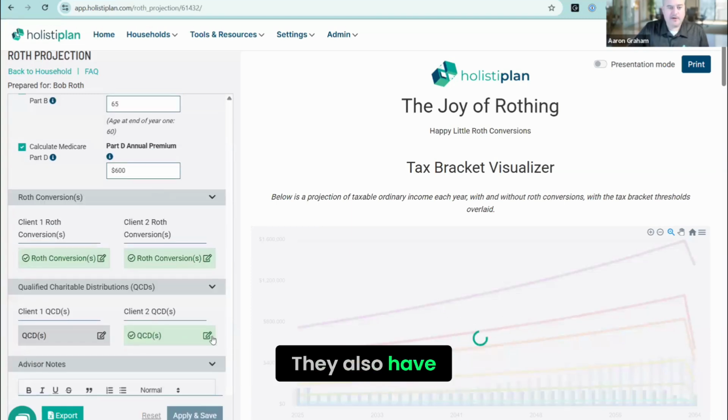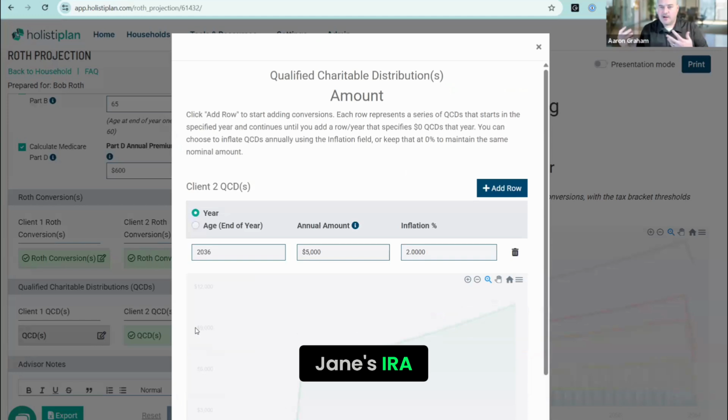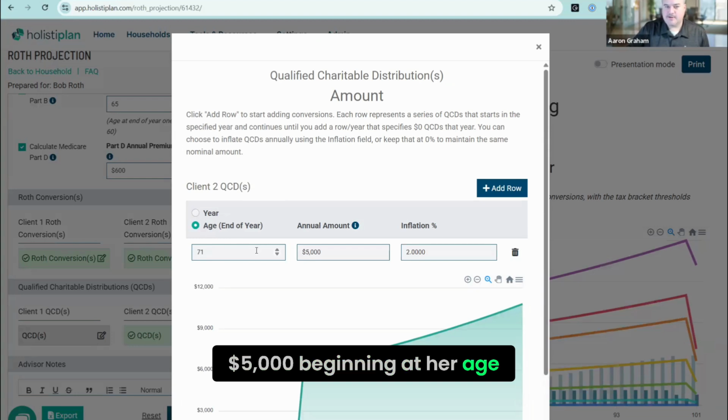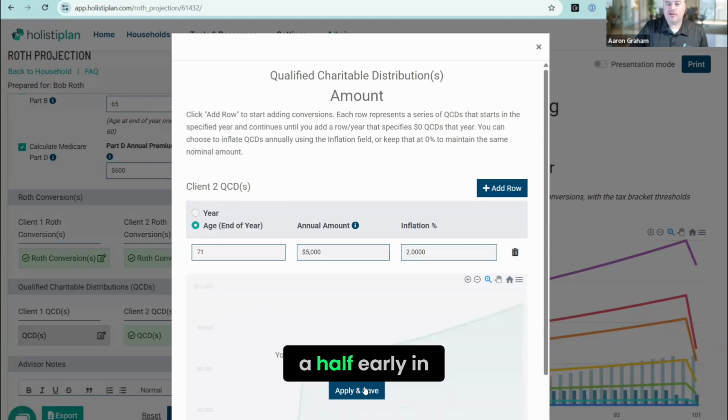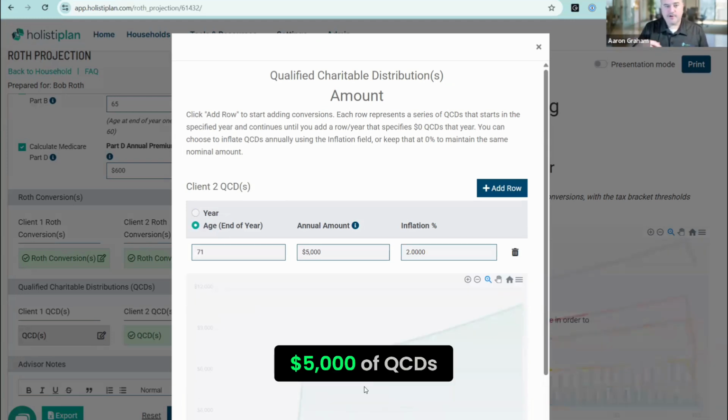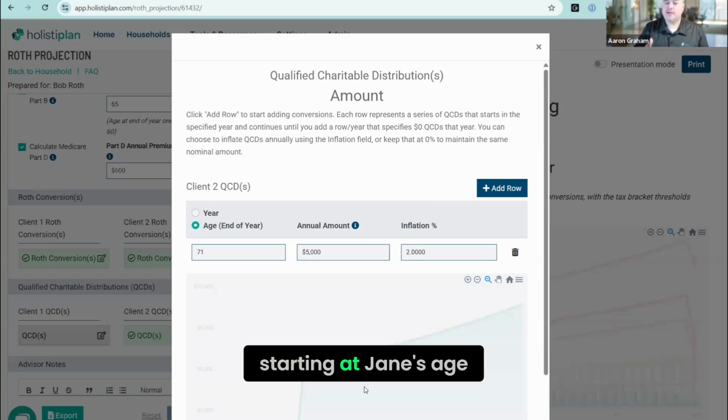They also have QCDs. We're going to assume that Jane's IRA has QCDs starting from her IRA of $5,000 beginning at her age 71. If we put in an age that's ineligible for those QCDs, we will warn you about that. So we're going to say that they have to be 71 by the end of the year before we'll allow you to put that in. So we're going to put age 71 here. She'll be 70.5 early in the year, but she's going to do $5,000 of QCDs starting at Jane's age 71 all the way to end of life. So we have those in there now.